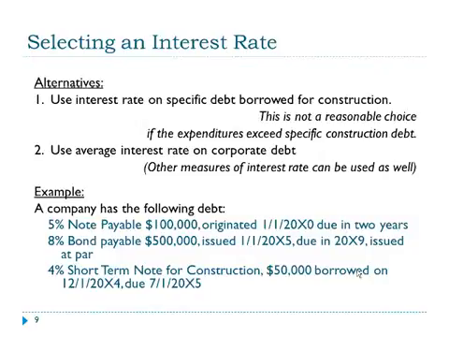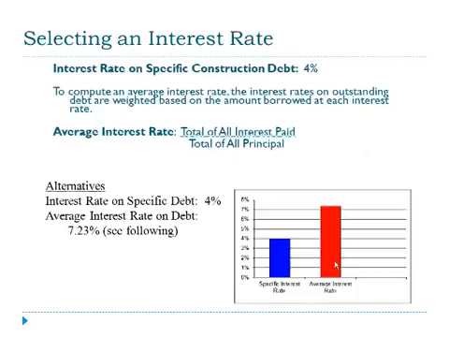which it's paying interest. It has a 5% note payable outstanding for $100,000. It has an 8% bond payable outstanding for $500,000, and then it has a 4% short-term note for construction that borrowed just an incremental amount to help to cover these construction costs. What interest rate should be used? The interest rate on specific construction debt is 4%, so that's a possibility. Another possibility is to average the interest rates on the three debts together.